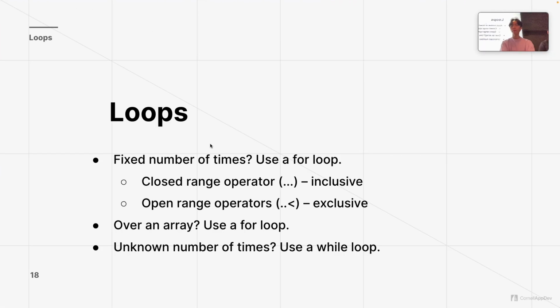So just to recap, if you want to loop over a fixed number of times, you want to use a for loop. The closed range operator is inclusive, whereas the open range operator is exclusive, so it excludes the last number. And if you want to loop over an array, you also use a for loop. For an unknown number of times, you want to use a while loop, but that rarely happens.